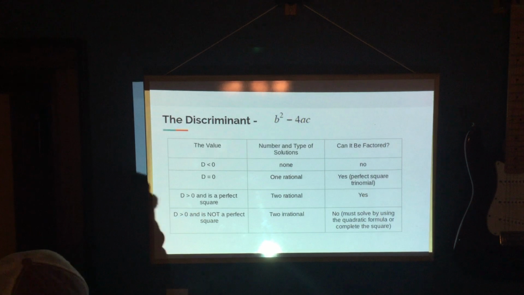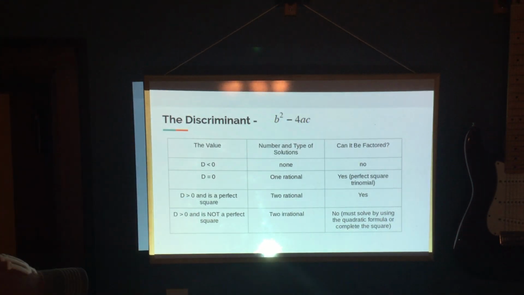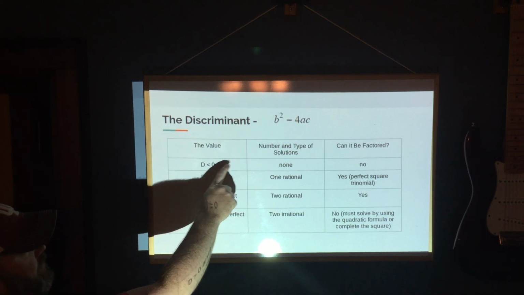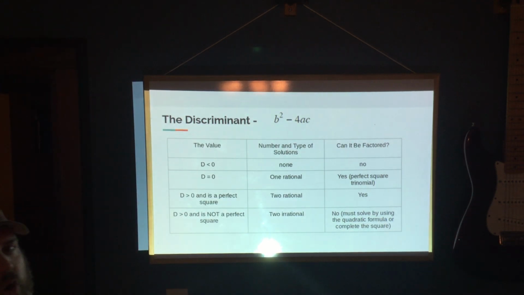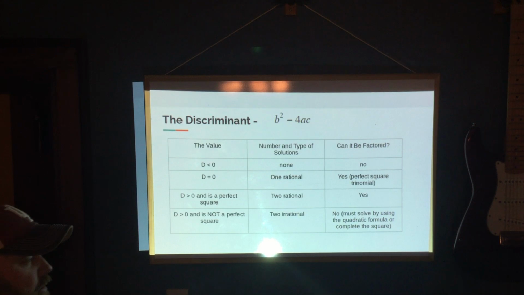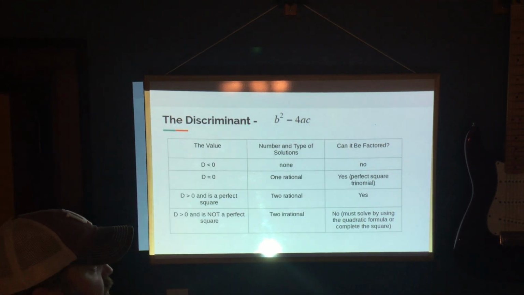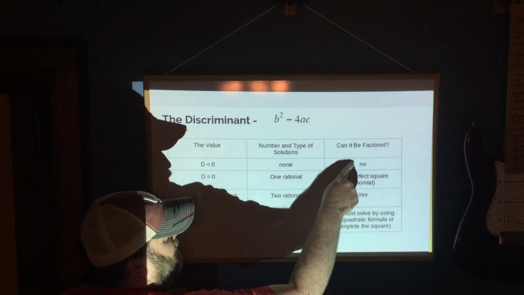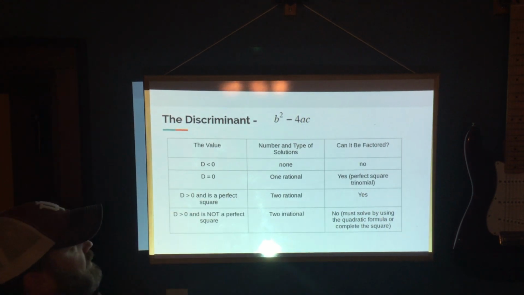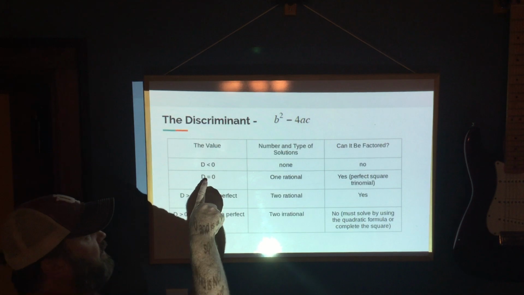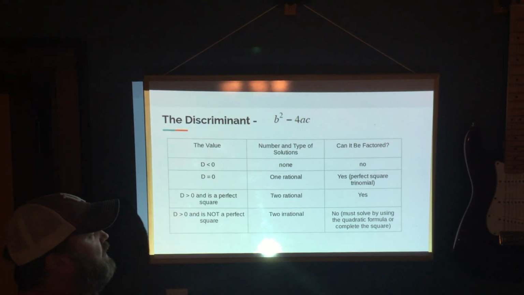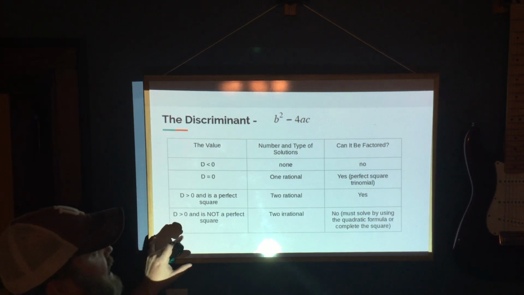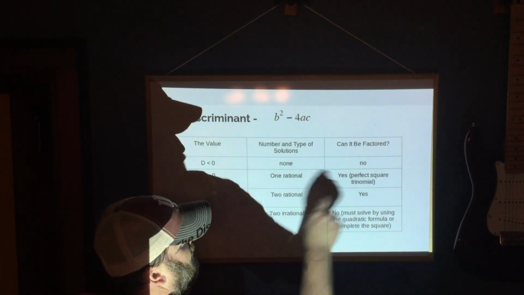So if the discriminant, as this says right here, is less than 0, then there are no solutions. There are no real solutions. When you get into Algebra 2, you'll find out that there are imaginary solutions, but we don't care about that right now. There are no solutions, and it cannot be factored. If the discriminant is equal to 0, then that tells you there's only one solution, and that in fact it can be factored. It's a perfect square trinomial.